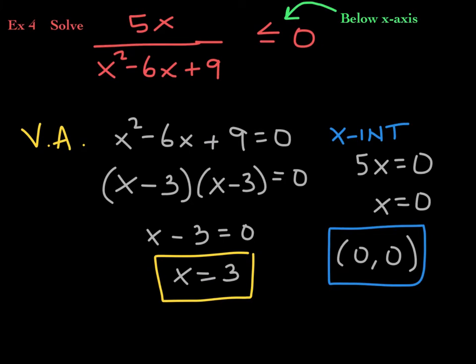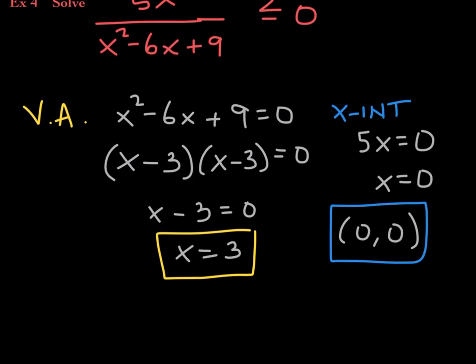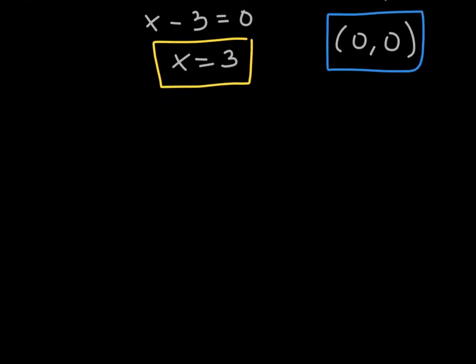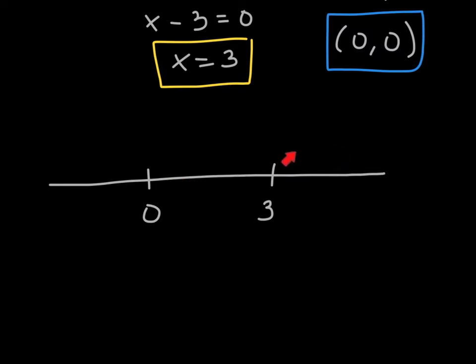Now, what I'm going to do is I'm going to draw my x-axis again, okay? Let me show you this. Here's my x-axis. Okay, there's my x-axis, and I have an x-intercept at 0, and I have a vertical asymptote at 3. I have 3 different intervals here. I have the first interval to the left of 0, second interval between 0 and 3, and a third interval to the right of 3.